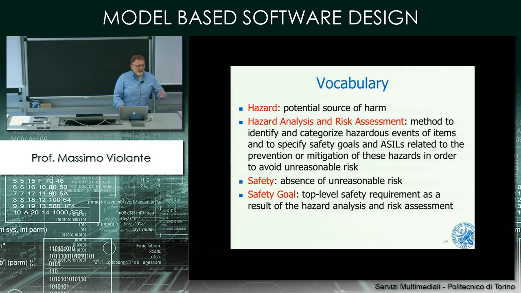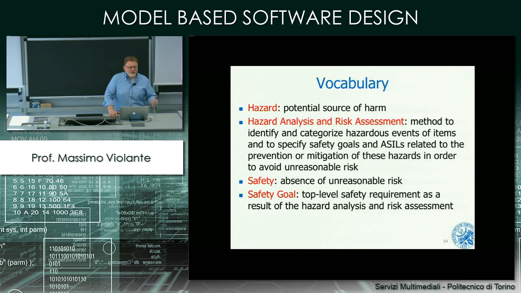So the process will be, let's start analyzing the item. Let's start understanding where I can use that item. Let's start to understand which are the failures that could inhibit the item to work properly. Then let's see what is the outcome of each of these failures.